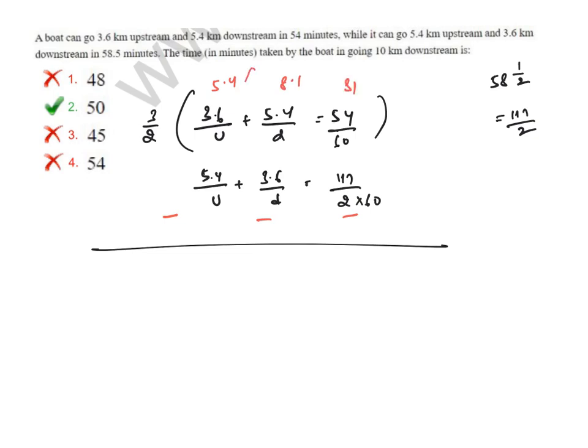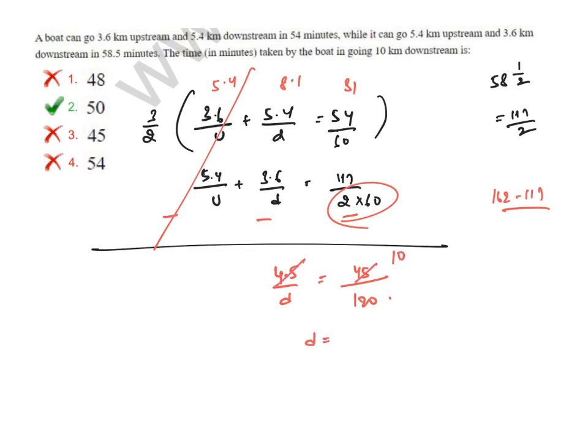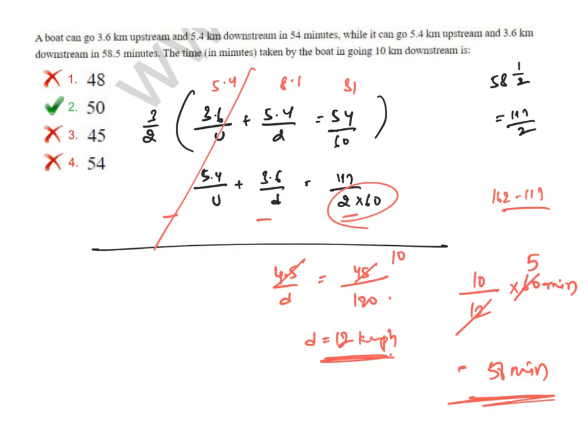So now this gets cancelled. Now 81 minus 3.6, that becomes 4.5 by D. 162 minus 117, that is 45, again by 120. So 4.5 tens are 45, D is equal to 12 km per hour. So in order to travel 10 kilometers, you do 10 by 12, into 60, because I need to convert it into minutes. 12 ones are 12, 12 fives are 60, therefore it takes 50 minutes to go 10 kilometers downstream.